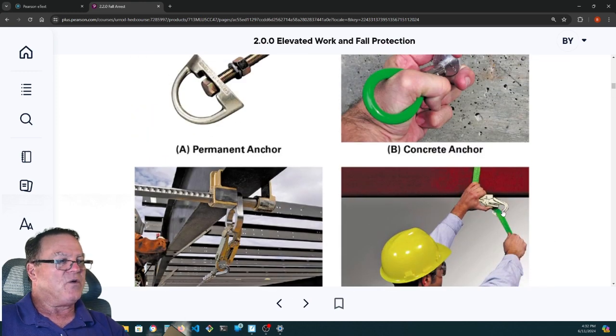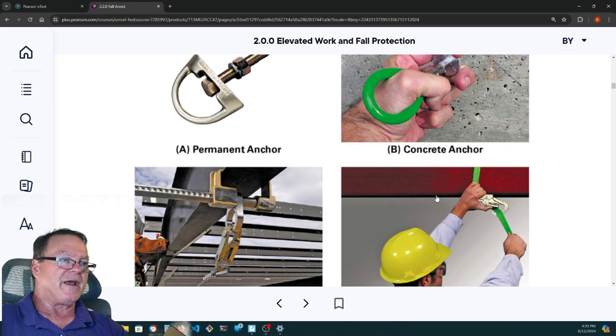I don't like to see someone take their lanyard and go around an I-beam. I know this is probably not an I-beam. I can't really see it in the picture. If this is an I-beam and you put your lanyard around it and double it back on itself like that, if you fall, this I-beam would be sharp enough to cut through it. It would cut the webbing and you'd end up falling to your death.